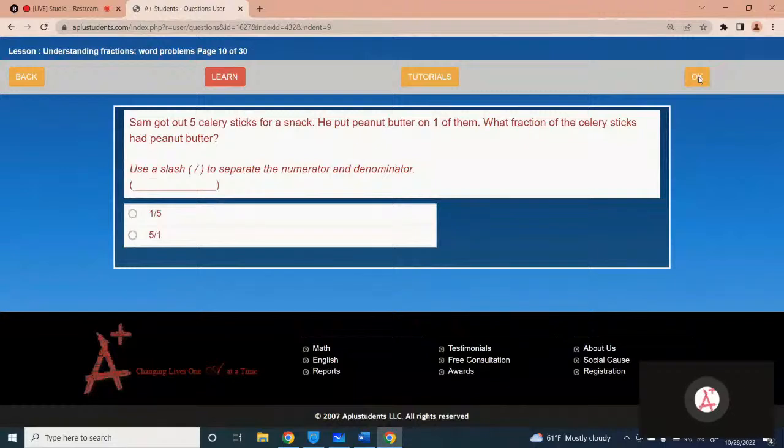Okay, the next one is Sam got out 5 celery sticks for a snack. He had peanut butter on one of them. What fraction of the celery sticks had peanut butter? So the total sticks are 5, and out of the 5, just one had butter. So it would be 1 over 5. Got it? So select the correct option. It would be 1 over 5, and then click on the OK button.